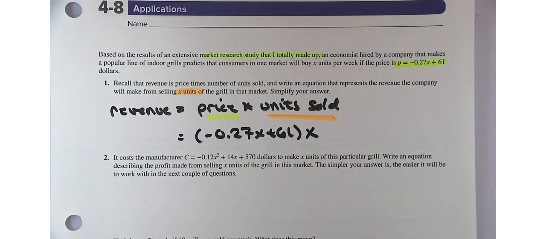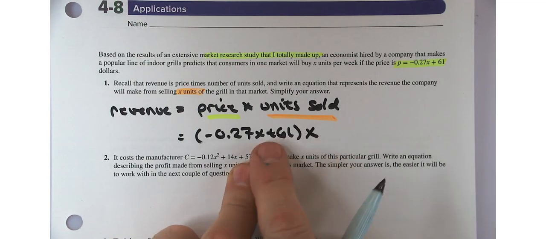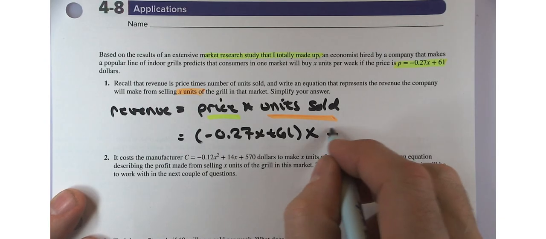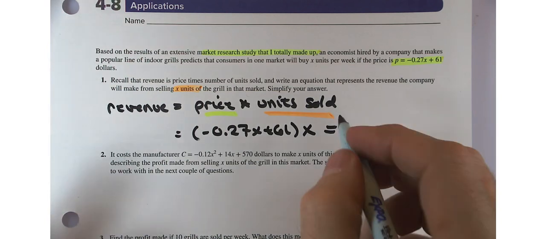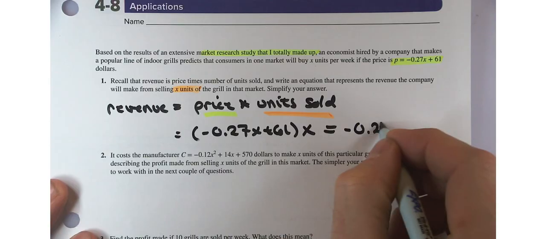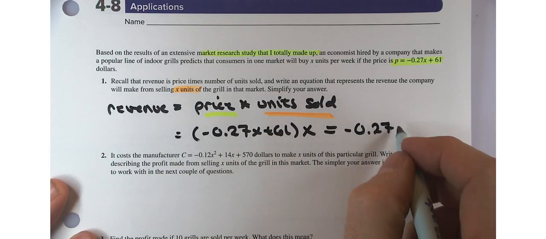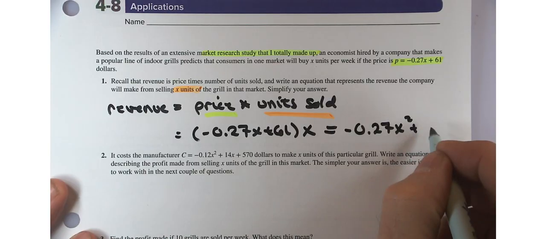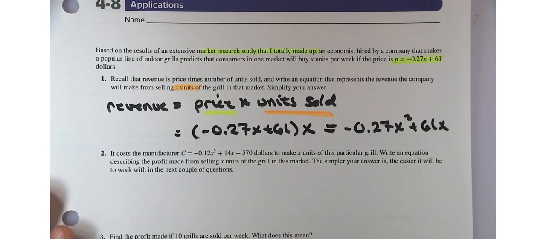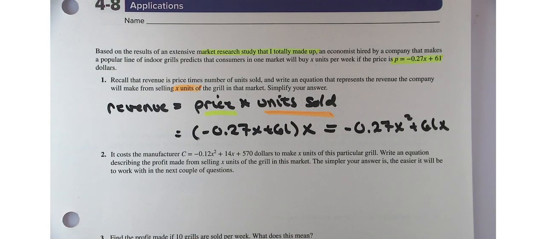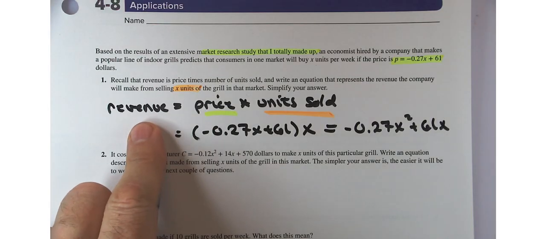Now that's one way to write it, but they ask you to simplify your answer. Can anyone think of a way I could simplify this or write it a little bit differently? Maybe if I wanted to write it without the parentheses. How could I do that? What would I have to do? Yeah, distribute the X. So that's going to be minus 0.27. What's X times X? X squared plus what? 61x. Thank you, Bryn. Nice. So that's your revenue function, R of X.